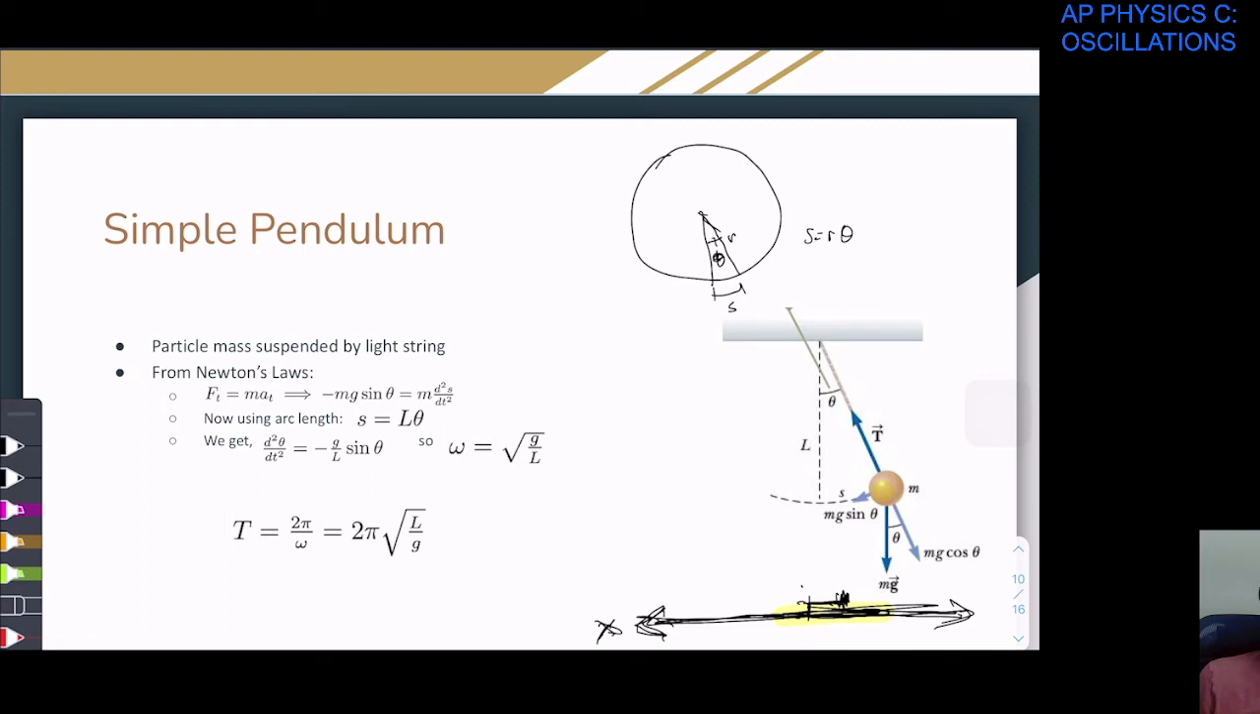And a quick sanity check is when the ball is right at the bottom over here, the force will be completely in the y direction, so it'll be 0. The sine of 0 is 0, so that makes sense to me. At equilibrium, we don't have any force.